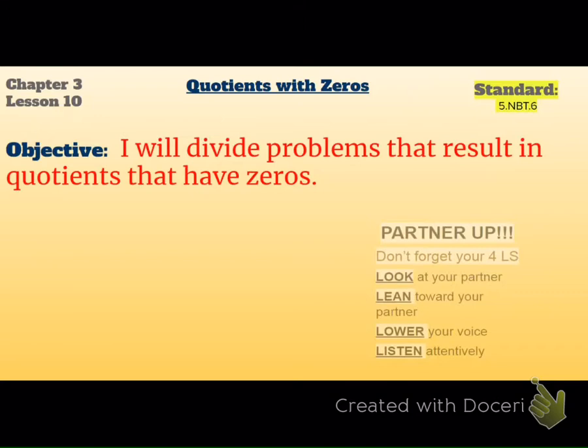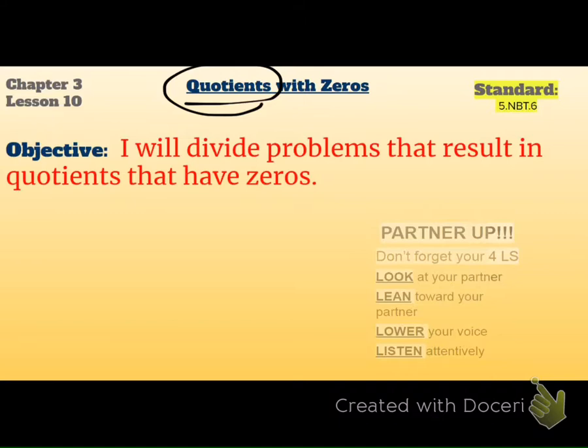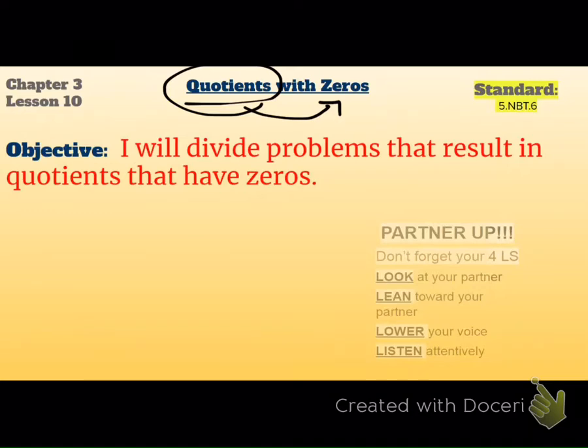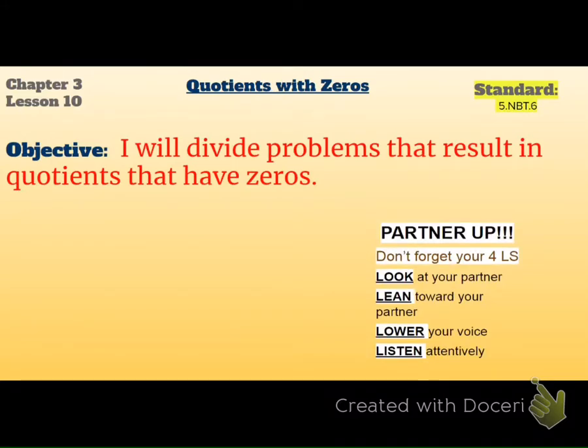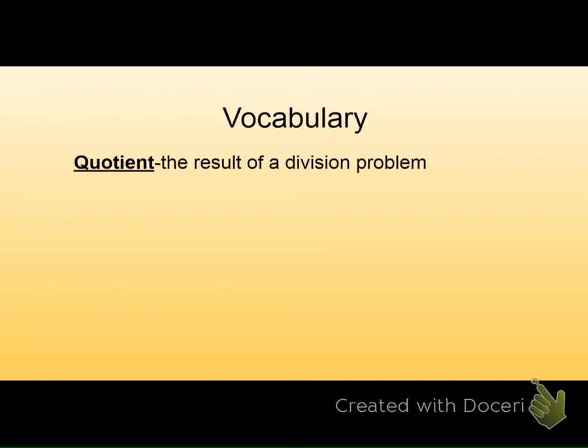So the key terms that we want to look at here are quotients and zeros. When we do a division problem, that is our quotient, our answer. And sometimes our answers have zeros in them. So we're going to take a look today at some problems where our quotients are going to have zeros in them. And how does that affect us when we're going through our steps?